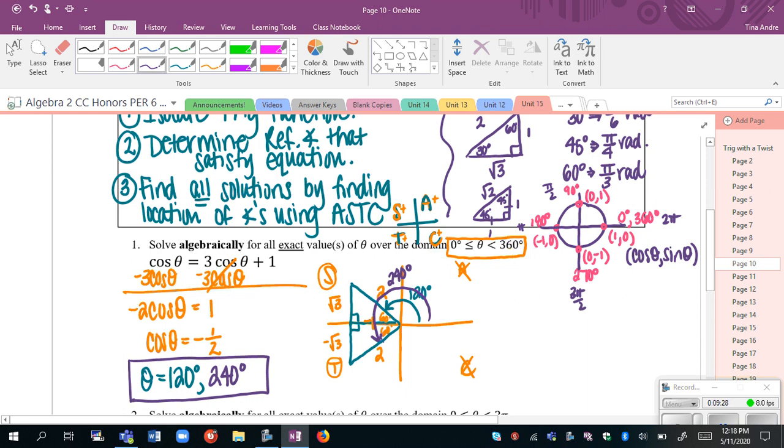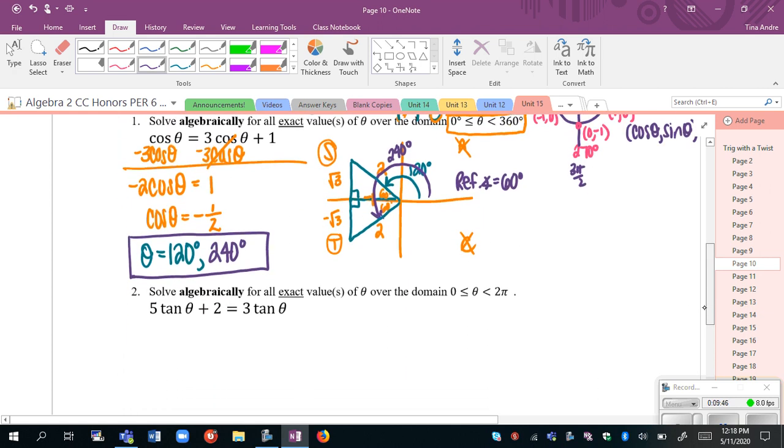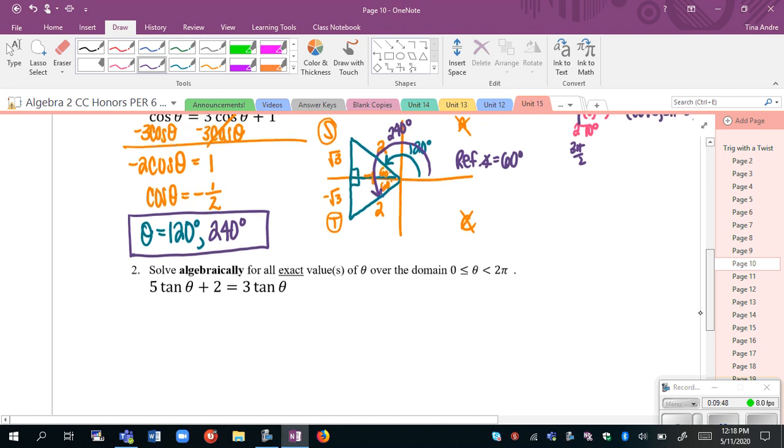So that's the exact process that we're going to go through. I'm going to make a little note here too that my reference angle was equal to 60. That's the first thing I found. And then I did my location. That's just showing your work. You don't necessarily have to write that, but it's to show you my thought process.